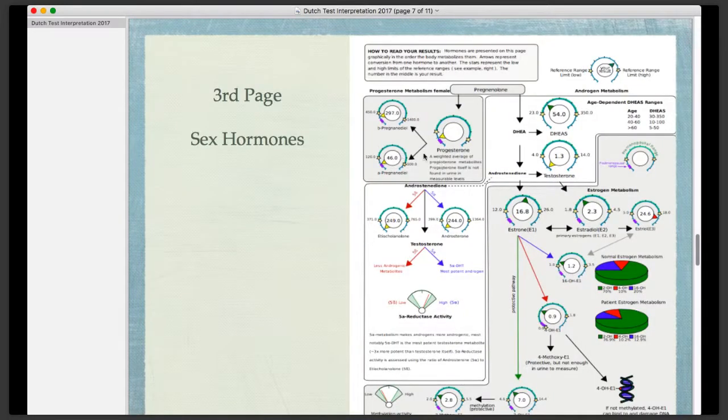And so here, this is progesterone metabolism right here. And there are the two main progesterones. This one is the more active. So this is the one you want to have more of if you're using progesterone. Now, if you're using progesterone cream, this reading may not be accurate.